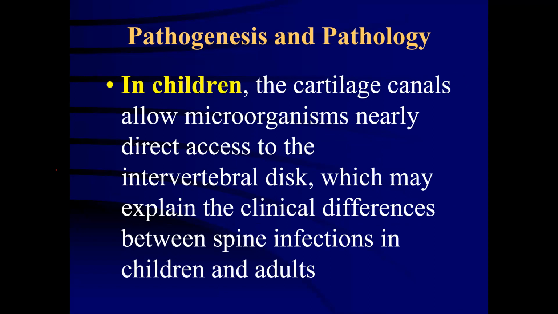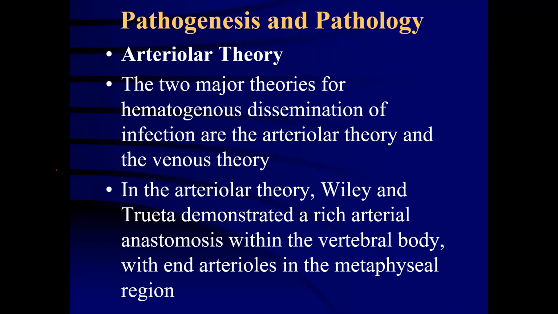The two major theories for hematogenous dissemination of infection are the arteriolar theory and the venous theory. In the arteriolar theory, Wiley and Trueta demonstrated a rich arterial anastomosis within the vertebral body with end arterioles in the metaphyseal region.